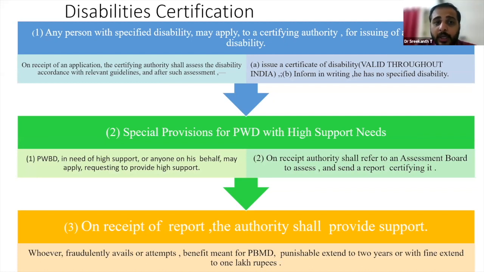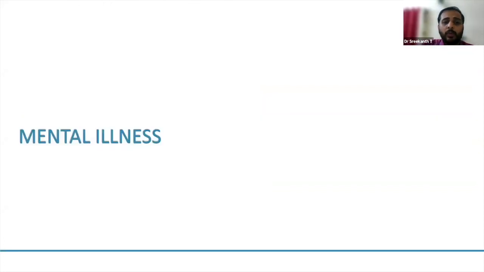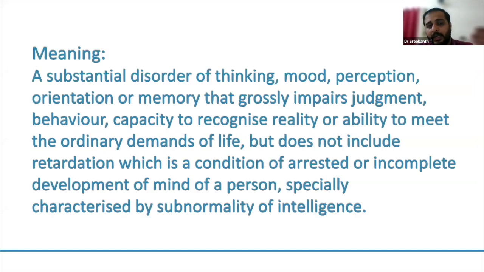So that particular card can be used for any welfare benefits except railway concession, because railway has a separate system. They still have not merged with the current UDID. So for railway concession, they have to have a different process. Other than that, the unique number and unique card can be used for any disability welfare benefits. So we will move on to each condition.